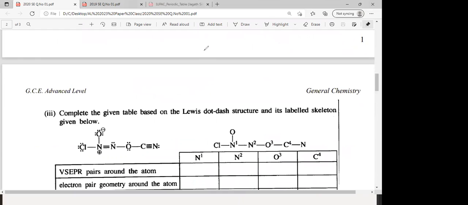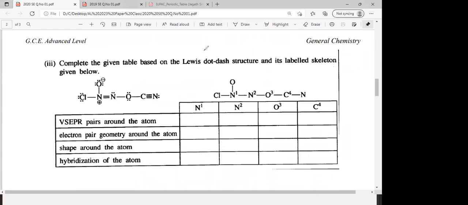part 3. Now they ask, it's very easy. They have given the structure, so I'll quickly label 1, 2, 3, 4 here. This is 1, this is 2, this is 3, this is 4. So you get VSEPR pairs around the atom. In one atom, how many VSEPR pairs? 3, right? Then we'll go down, and if you want, you can post the answer on chat. No lone pairs, therefore trigonal planar.